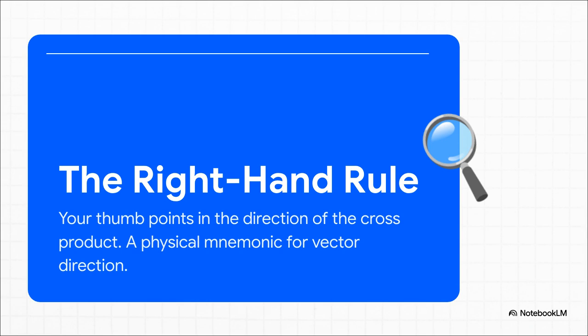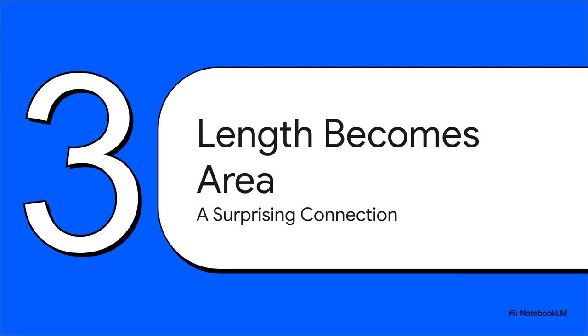And this isn't just some cute party trick. It's a physical mnemonic, a convention that ensures we all get the same result every single time. It's like a built-in compass for vector math. So we've totally nailed down the direction of our new vector. But remember, every vector has two properties, direction and magnitude. You know, its length. So what does the length of this new vector actually mean?